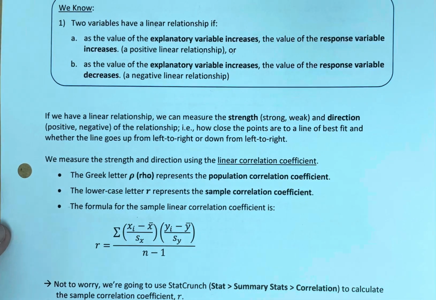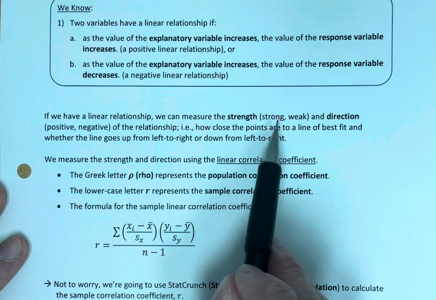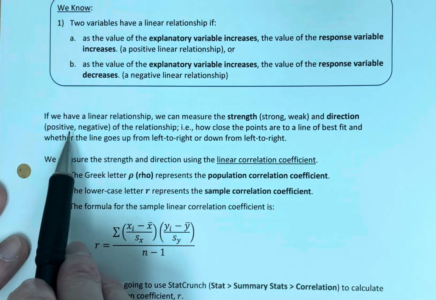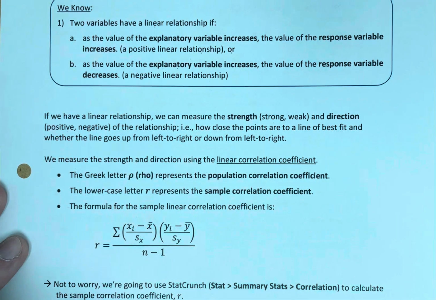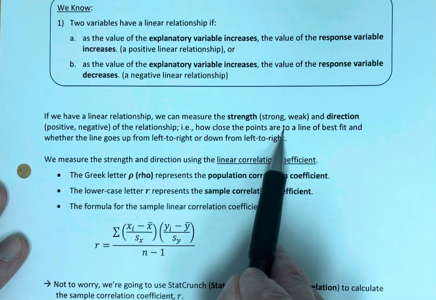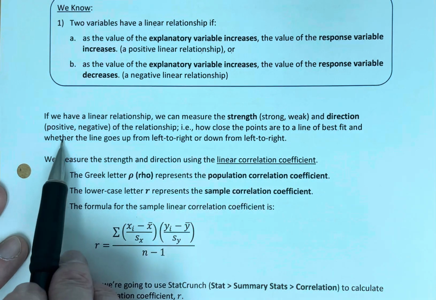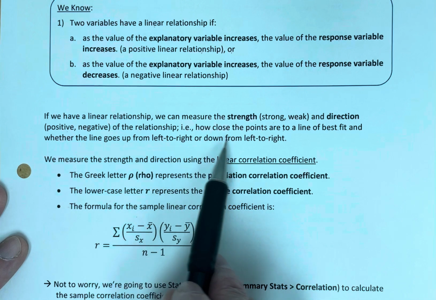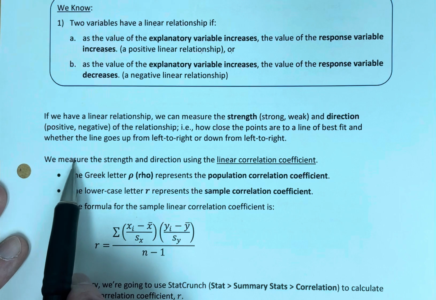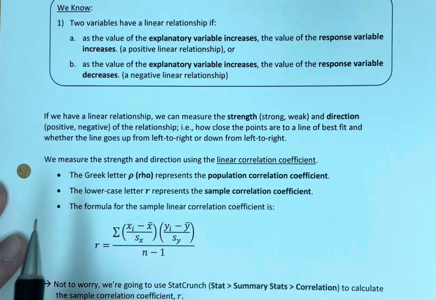All right. If we have a linear relationship, we can measure the strength, how strong or how weak, and we can measure the direction, positive or negative, of the relationship. In other words, we can measure how close the points are to a line of best fit, that's the strength, and whether the line goes up from left to right or down from left to right, that's the direction. And we measure this strength and direction using the linear correlation coefficient.